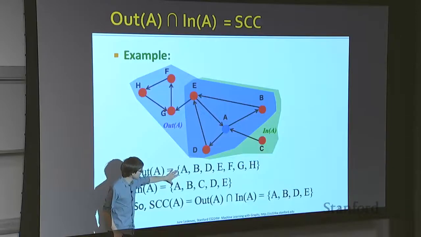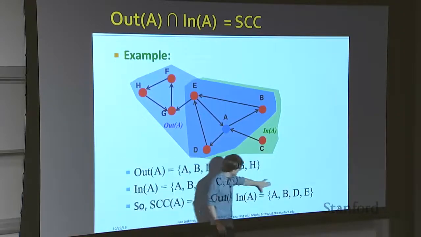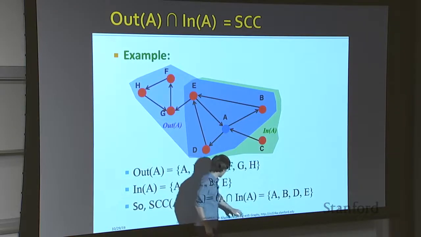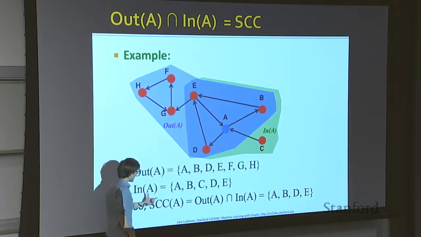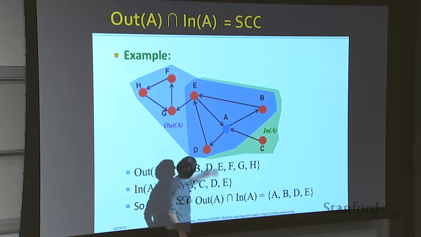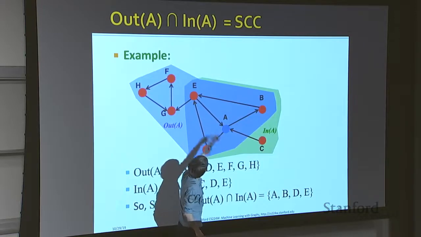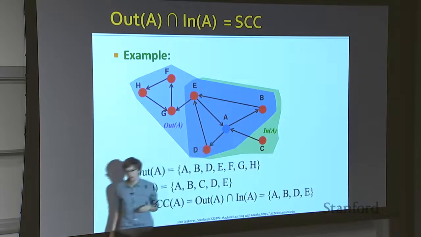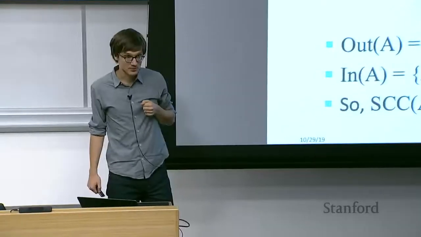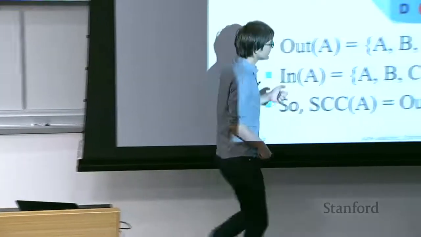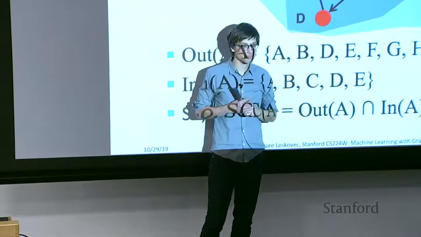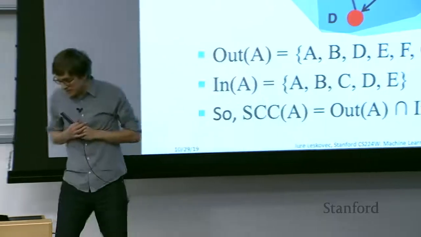It is just the intersection of these two sets. So here's a strongly connected component that node A is part of. So this is A, B, E, and D, right? So you have these 4 nodes that are the strongly connected component that node V belongs to, okay? And it turns out that this is all we need to be able to do this computation.